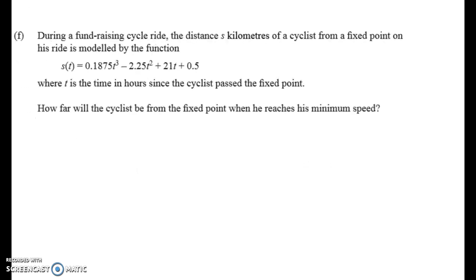So this one is one where we're given the distance formula. During a fundraising cycle ride, the distance S kilometres of a cyclist is modelled by this function, and T is the time in hours since he passed some fixed point. We're asked how far the cyclist will be from the fixed point when he reaches his minimum speed.